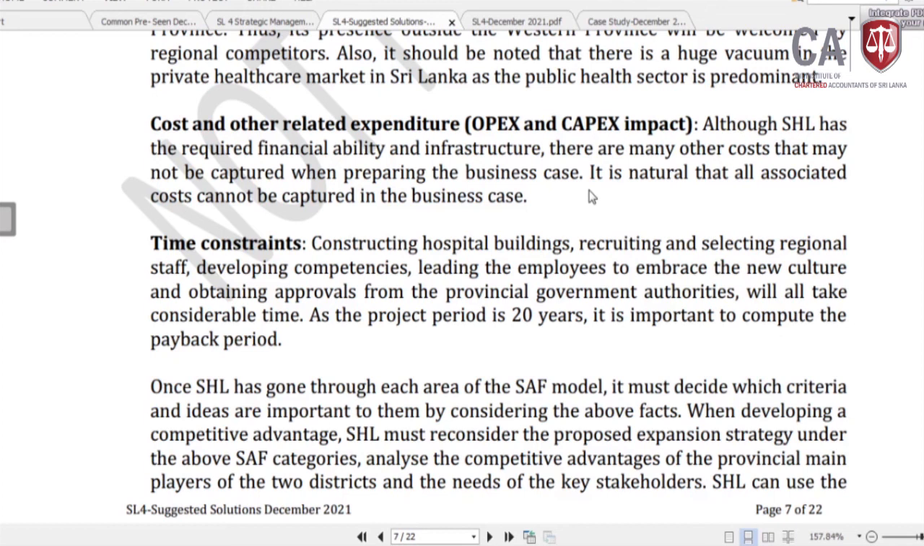Time constraint. Constructing hospital buildings, recruiting and selecting regional staff, developing competencies, leading the employees to embrace the new culture and obtaining approval from the provincial government authorities will all take considerable time. As the project period is 28, it is important to compute the payback period. It may take some time to get all these approvals and get the required resources.